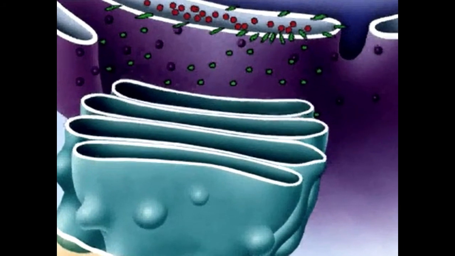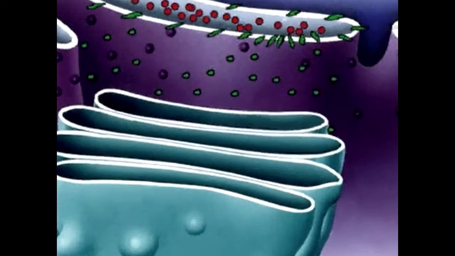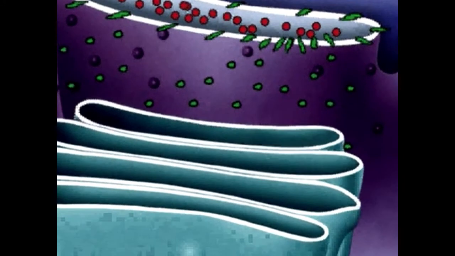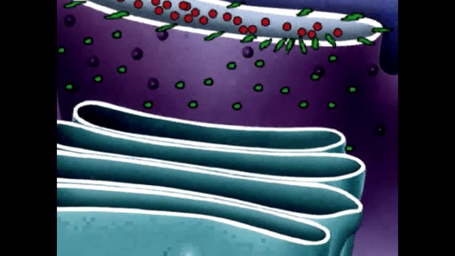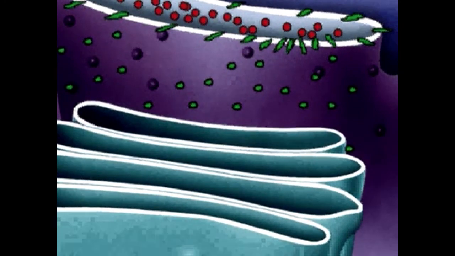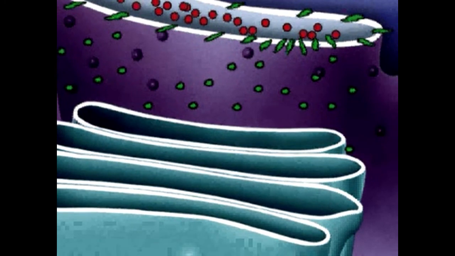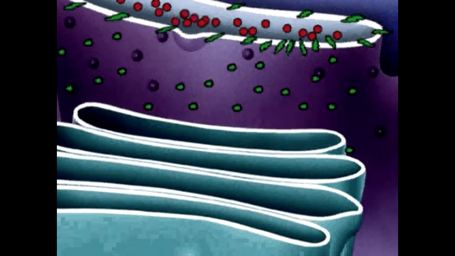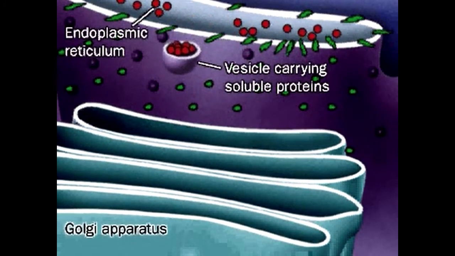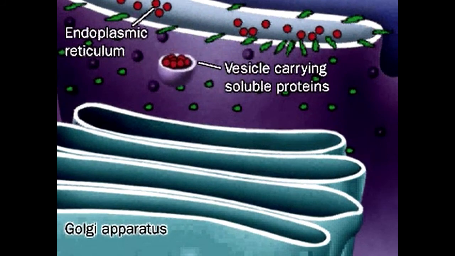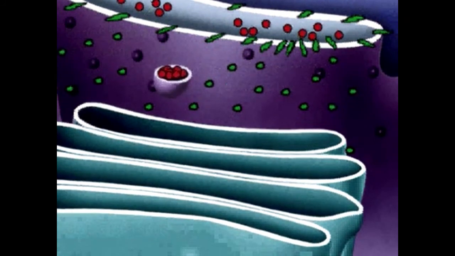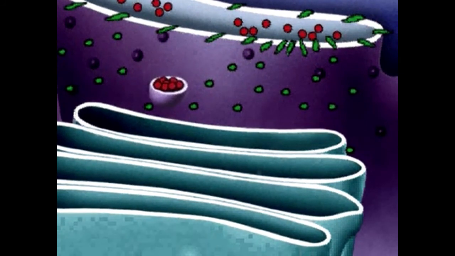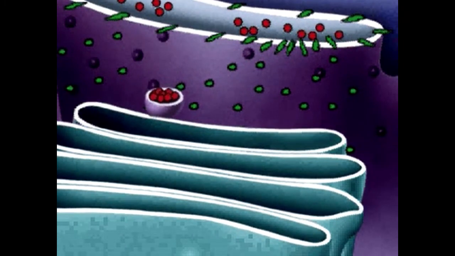Proteins move from the endoplasmic reticulum to the Golgi apparatus. Soluble proteins are carried inside vesicles, and membrane-bound proteins are carried in their membranes. Vesicles bud from the ER and move toward the Golgi cis face. This vesicle is carrying soluble proteins, proteins not associated with the membrane. The vesicle fuses with the Golgi apparatus, delivering the proteins to the Golgi lumen.